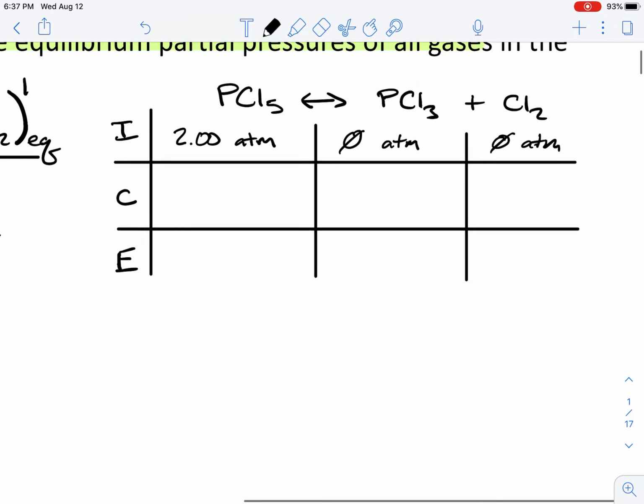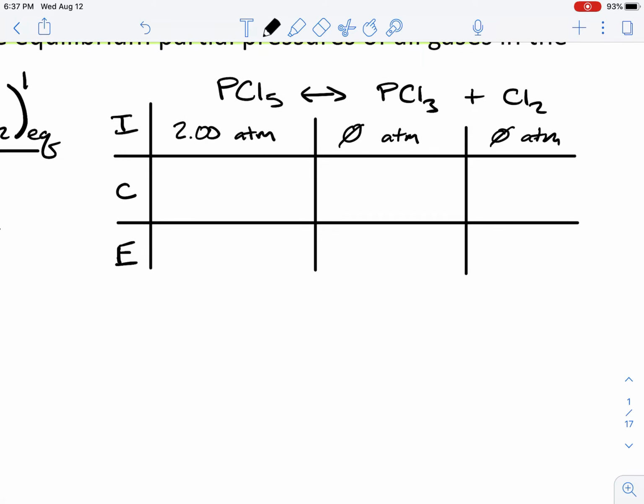All right. So now that we have all of the initial amounts written, let's go ahead and talk about the change. And so looking at the initial values, there's a lot of reactant. And so if there's a lot of reactant, it only makes sense for the forward reaction to proceed. In other words, some amount of PCl5 is going to be consumed. And we can go ahead and represent that with a minus and then an X.